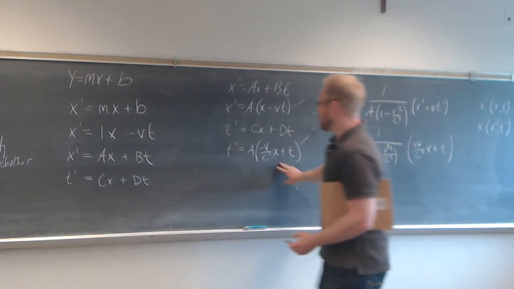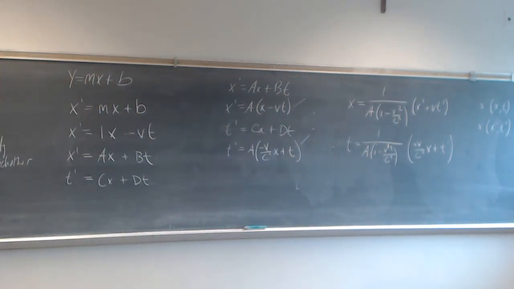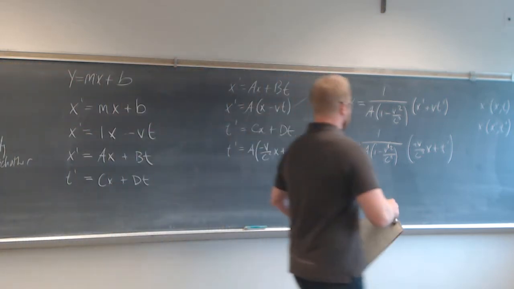Okay, so now, has everyone got these written down? I'm just going to write these two over here. You can solve the other two. For the other two, x prime is equal to x minus vt, and t prime is equal to... All right. Now we have our special relativity transformation set of coordinates.